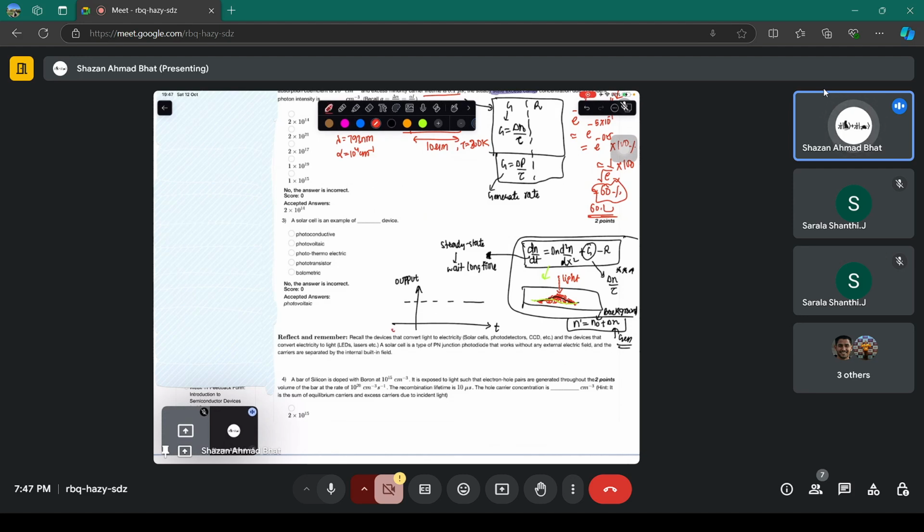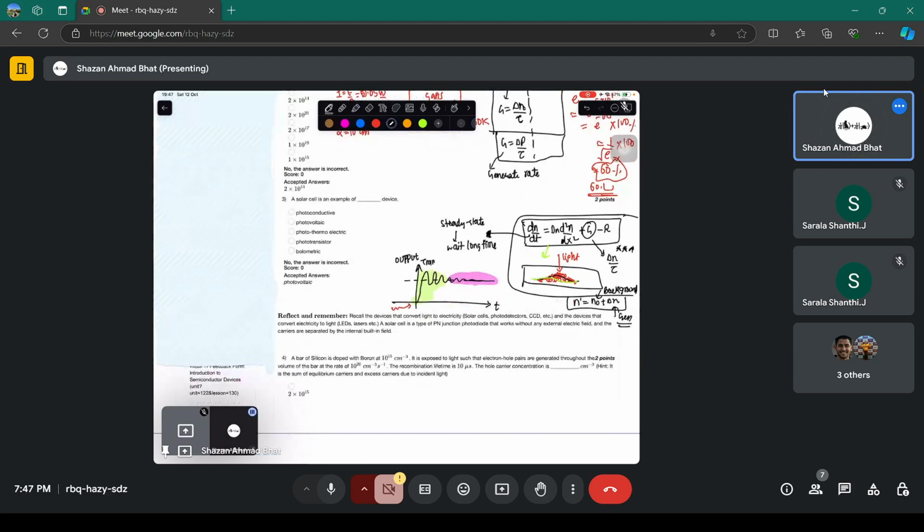When the light hits it at this particular point, the output starts to rise like this. It oscillates about a value and then it gets stable. This particular region is called transient. This particular region is called steady state. This is transient. This is steady state. And in the steady state, the output almost stabilizes with time.